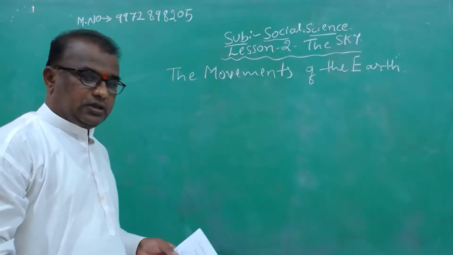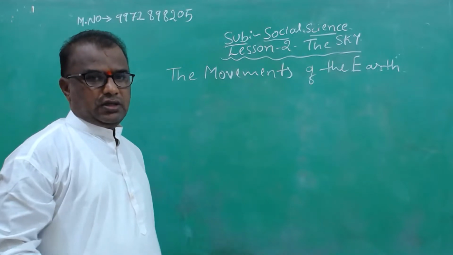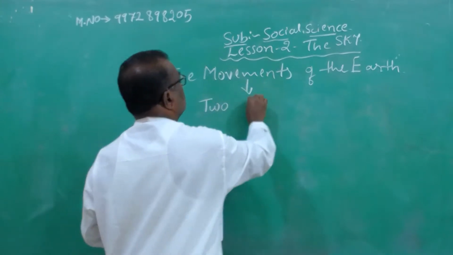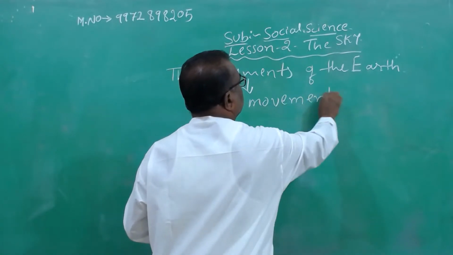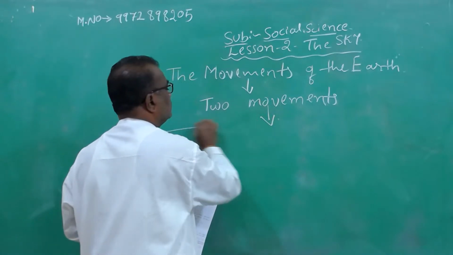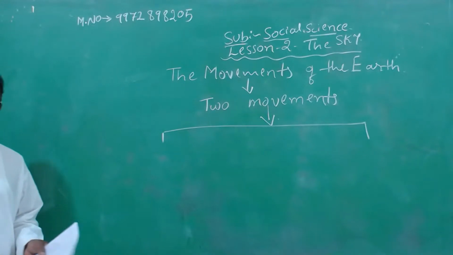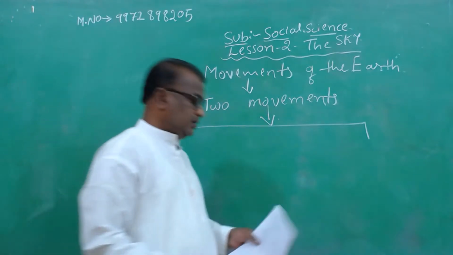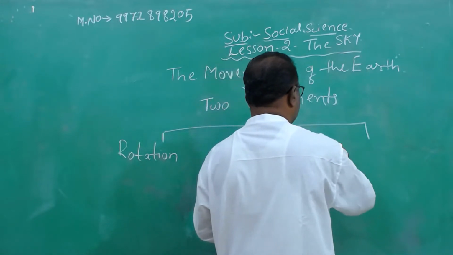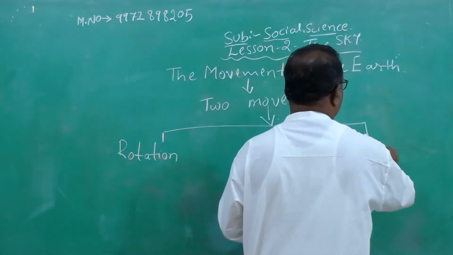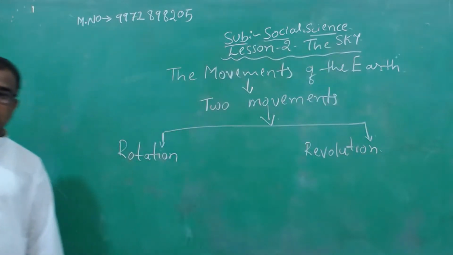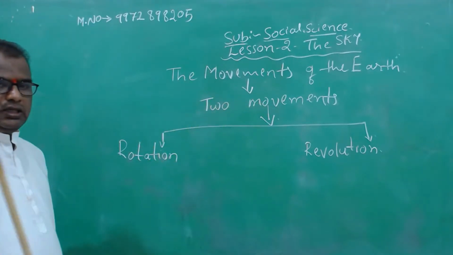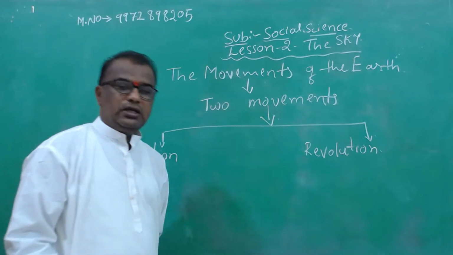The movement of the Earth. There are two movements. Earth has two movements. What are they? First one is rotation. Second one, revolution. Earth has two movements: first rotation, and second revolution.